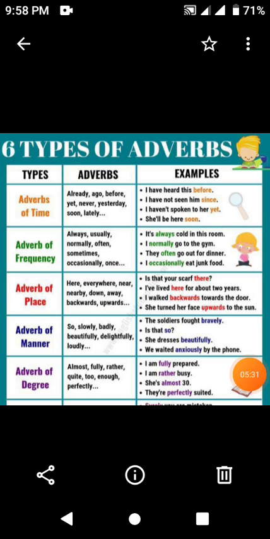Now, in fact, instead of six, these are the five types: time, frequency, place, manner, and degree, that are most commonly used in English structures. Therefore, we'll talk about these in detail.